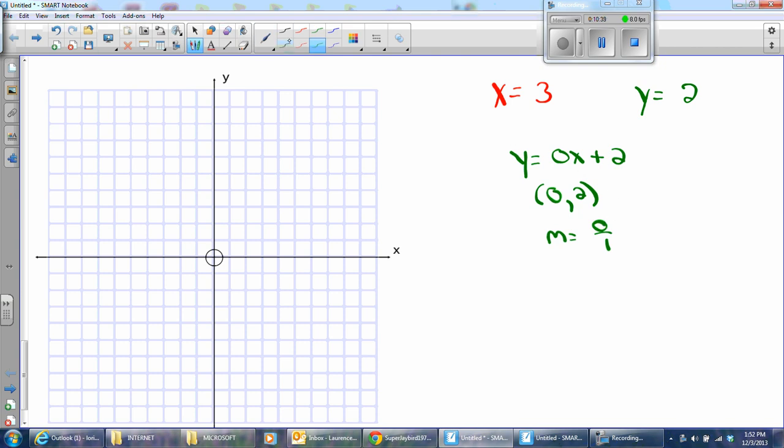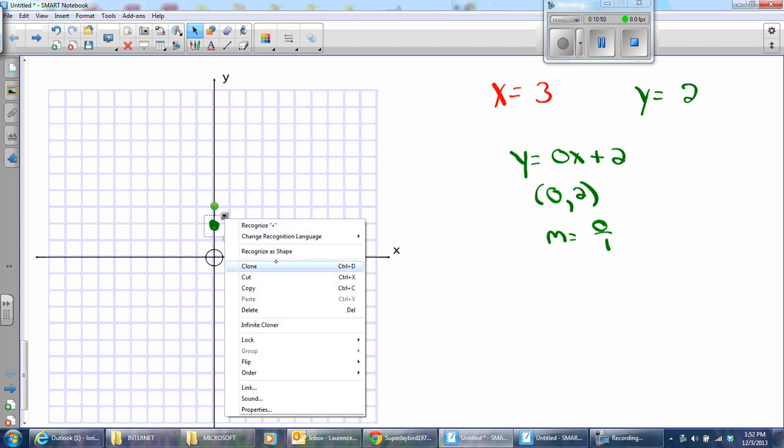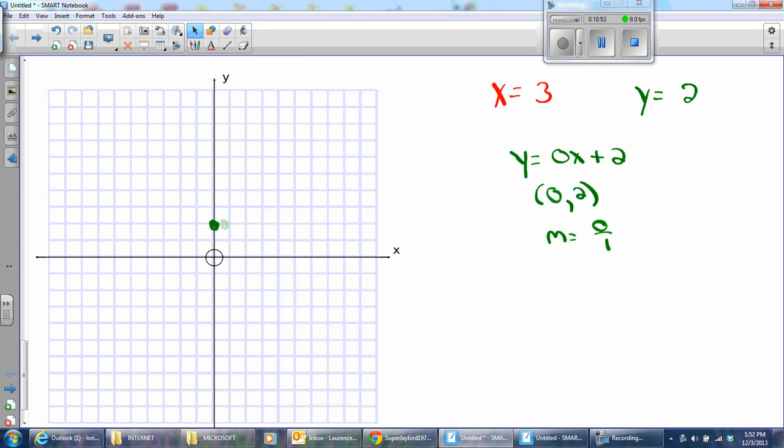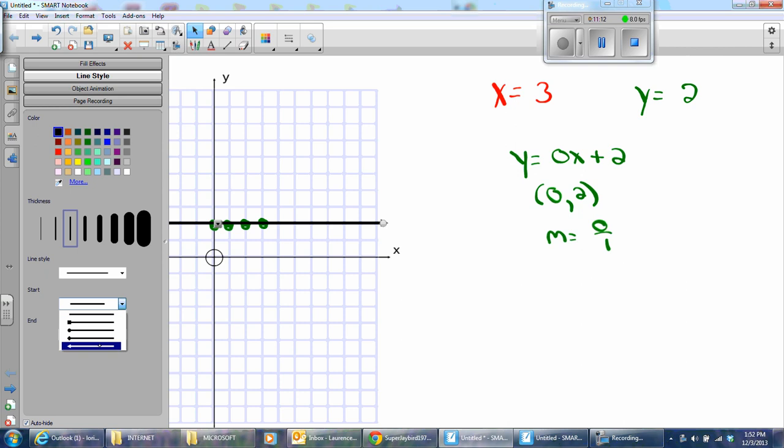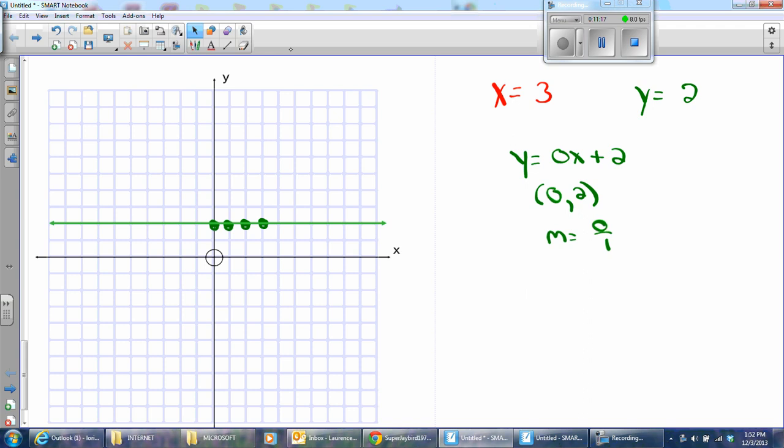See, in the beginning, why it was so important to learn. So I'll go 0 over 2, and then I will clone him: rise 0, run 1, rise 0, run 1, rise 0, run 1. I'll bet Erica can tell you that it's going to make a horizontal line. You bet your boots it will. All right. And I'll make him green, even though it's not easy being green.